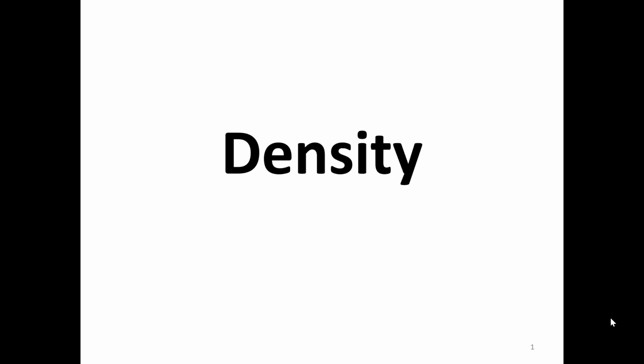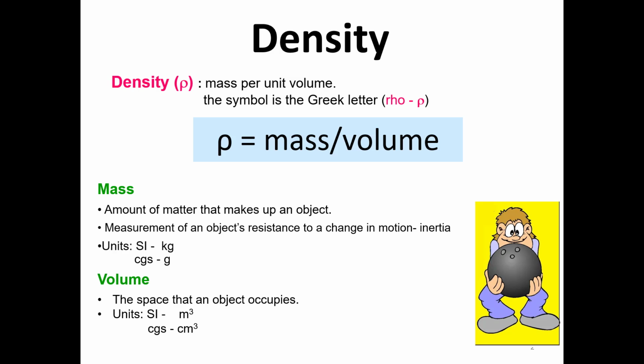In this presentation, we are going to talk about density. Density is the mass per unit volume, but also we can define density as the ratio between mass and volume. The symbol we use to identify the density is the Greek letter ρ. So the equation of the density is: the mass density equals mass over volume.